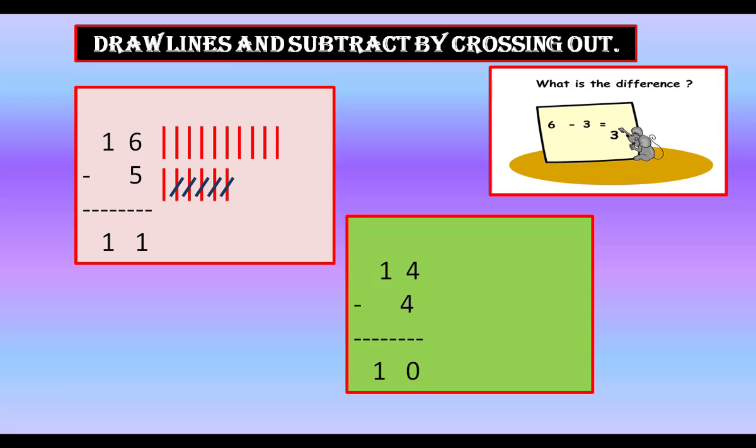Now we will see another example. 14 minus 4. So we will draw 14 lines and cross 4 lines. So here we get the answer 10. There are 10 lines left. 14 minus 4 is equal to 10.